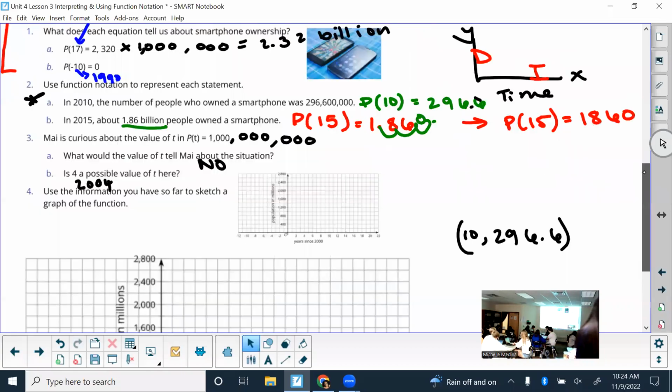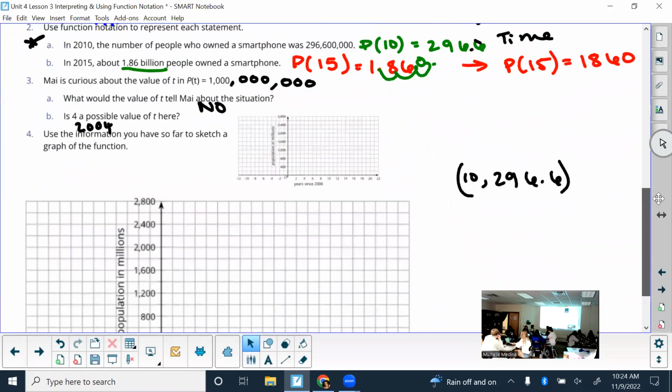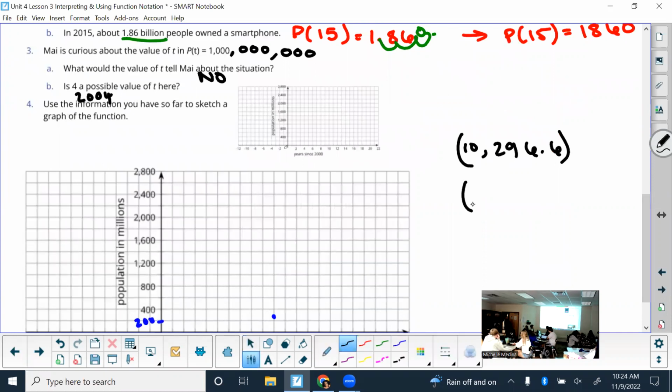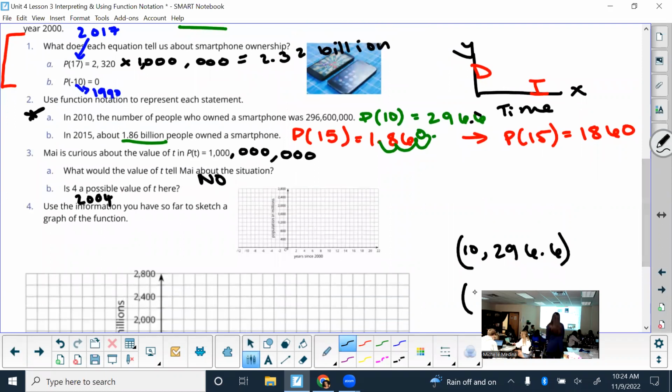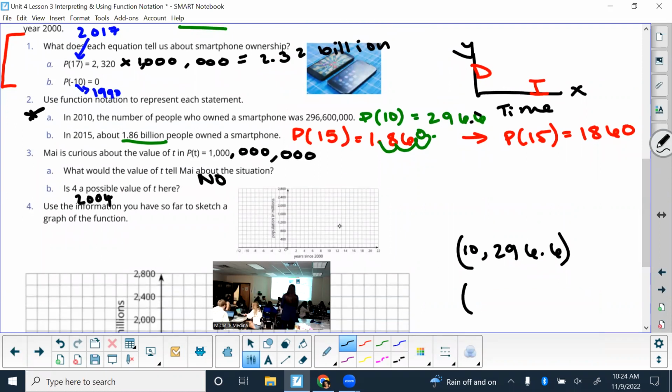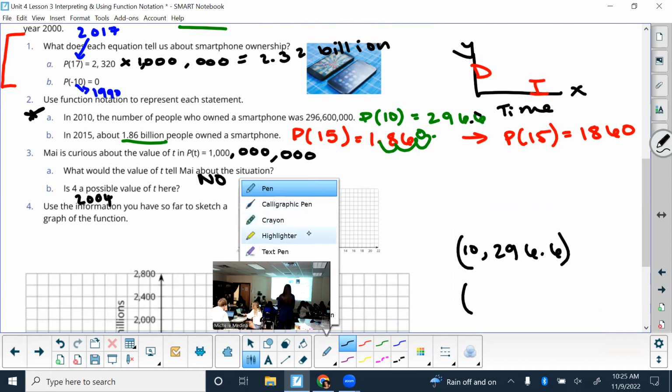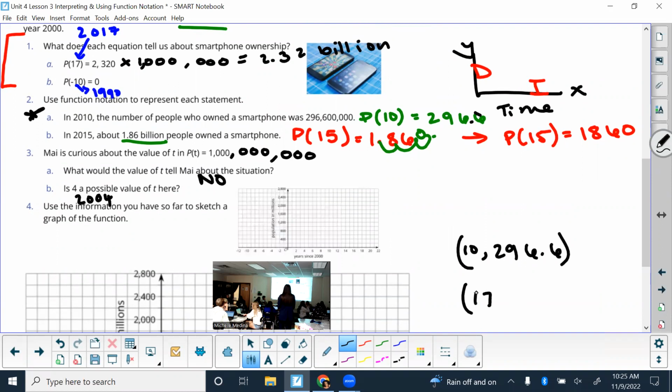I see that we're pretty much finished now. What other points do we know are for sure on this graph? What points do we know for sure on this graph? Like you guys gave me. Okay, so the 2017 is really just 17 comma what? What's the output when the input is 17? 2320. Right, it's right here in example A.